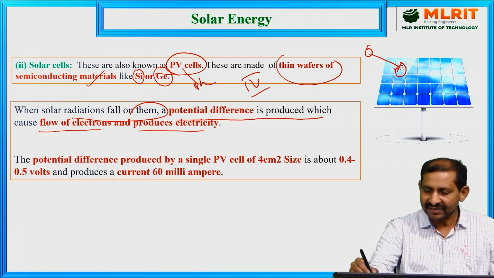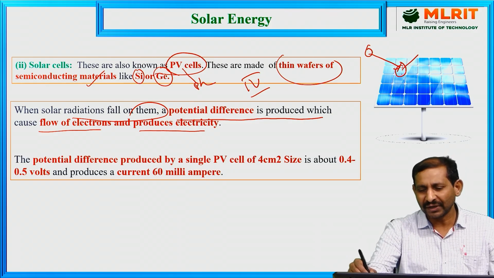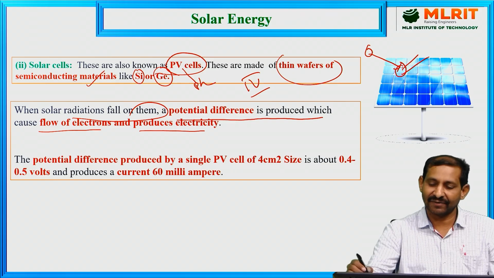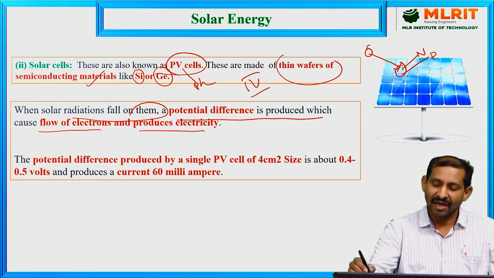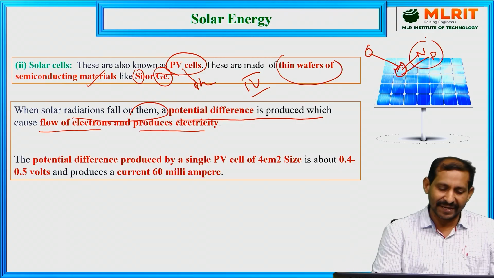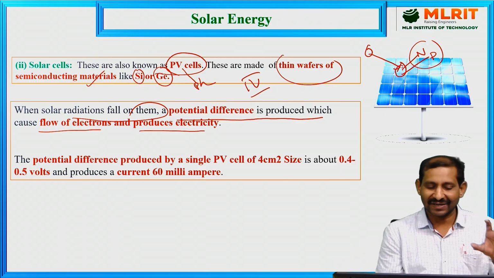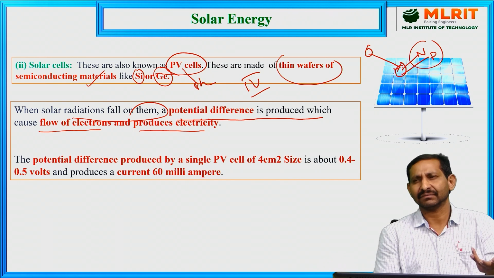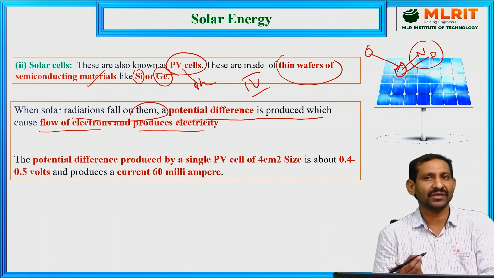So in a solar cell, a potential difference is produced. In this one, there are two types of semiconductor materials: one is the N-type semiconductor material, the second one is the P-type semiconductor material. When this potential difference is produced, electrons flow from the higher potential value to the lower potential value, so then automatically electricity is produced.